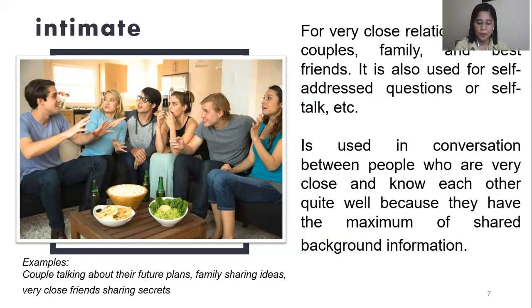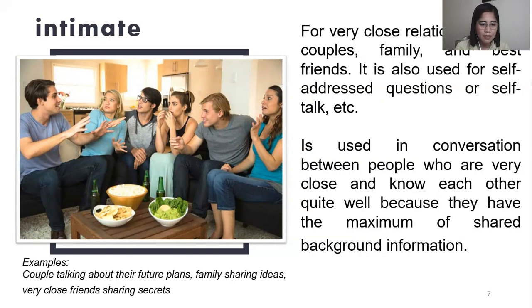Say for example, we have husband and wife talking. So their conversation is intimate. Boyfriend and girlfriend, that communicative style is intimate. Next one is the way you converse with your sibling. You have shared the same background information, and that conversation is intimate. And then the last one is from a parent to a child. That type of communication is intimate.